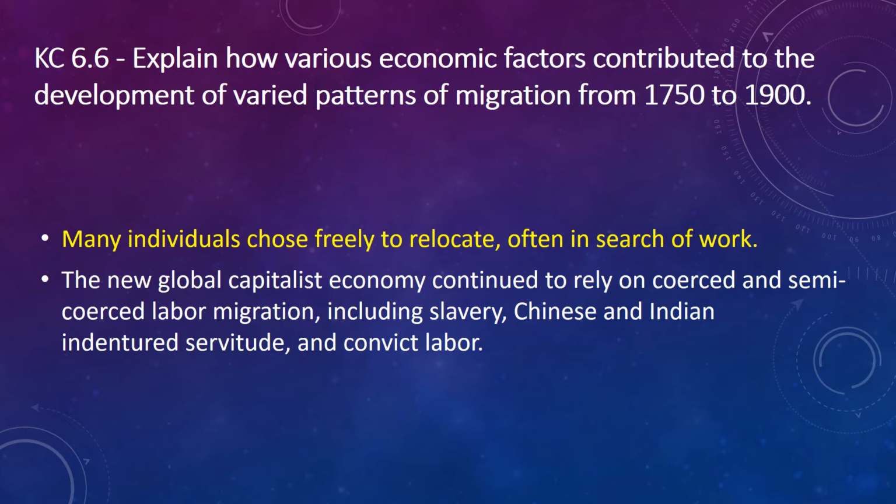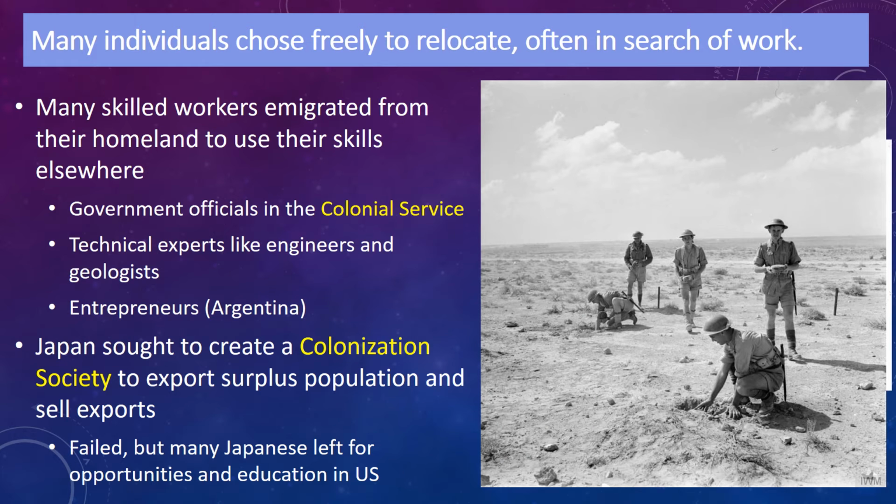So we're going to start with a small group of individuals who chose to relocate of their own volition. It was their choice, and they were offered some good money to do that. We're going to start with some skilled laborers. So these skilled laborers were often college educated, and they did three basic things. Firstly, they were potentially involved in the governing of an imperial colony. We call this the colonial service. You are in a colony and you are part of the government of that colony.